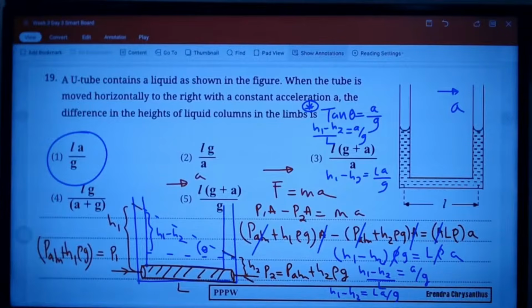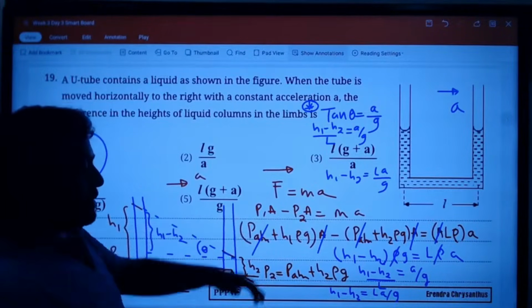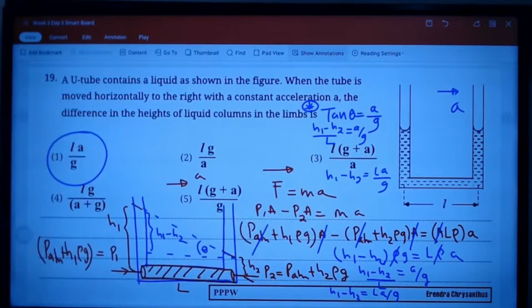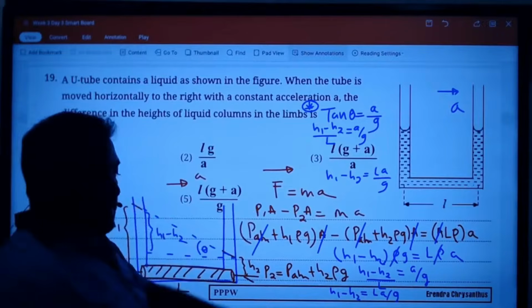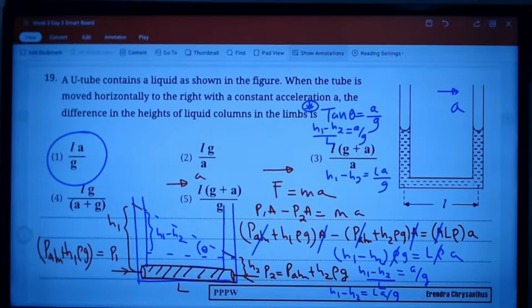Let us understand. When the flat bottom U tube is accelerating horizontally, the mass also will accelerate in the horizontal direction.